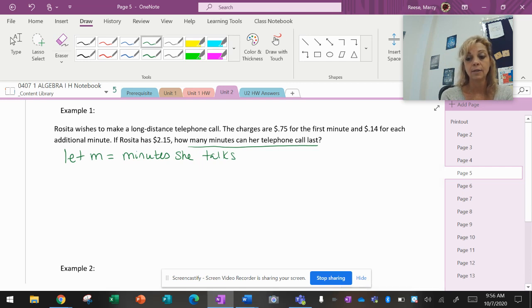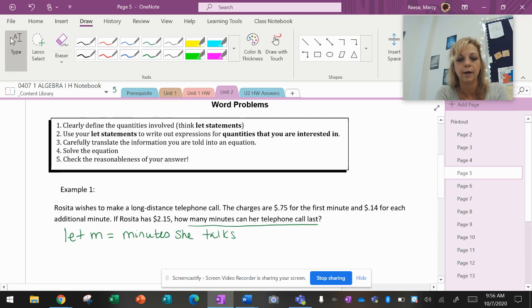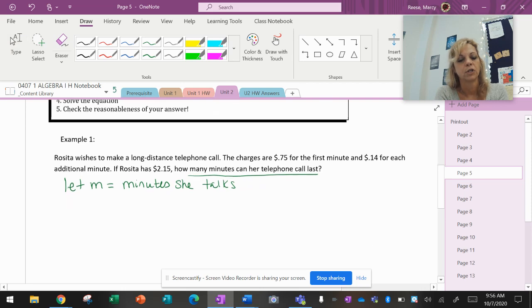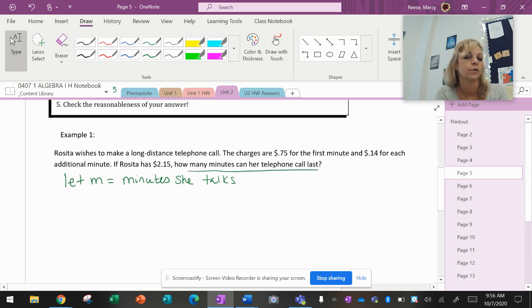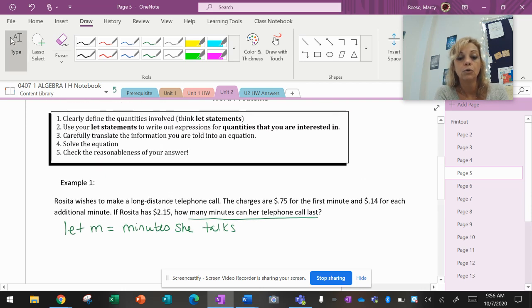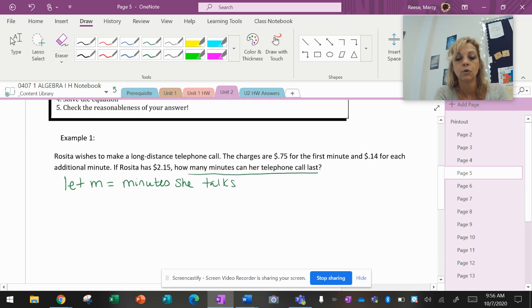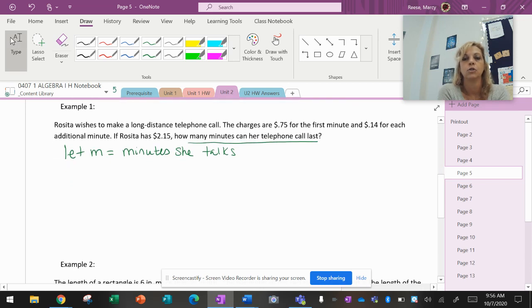Now, it says that she has... I'm going to give you a second now to try and come up with the first one, clearly define the quantities involved. Use your let statements to write out an expression. We don't have any more expressions for this one. But for 3, you're going to create an equation. So take a minute and create an equation. And then don't solve yet. Create the equation first and then we'll talk, because there's a trick in this first one.